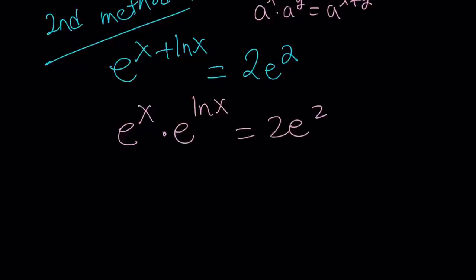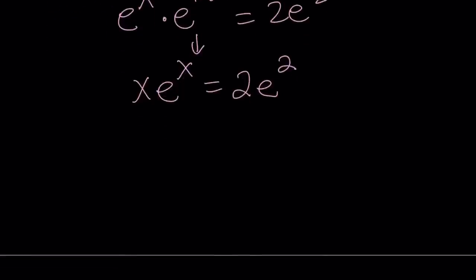Of course, x needs to be positive, so on and so forth. We already talked about it. So this is x, and from here we get x times e to the power x equals 2 times e to the second power. By the way, if you want to see why e to the power ln x is equal to x, you can do the following real quick.